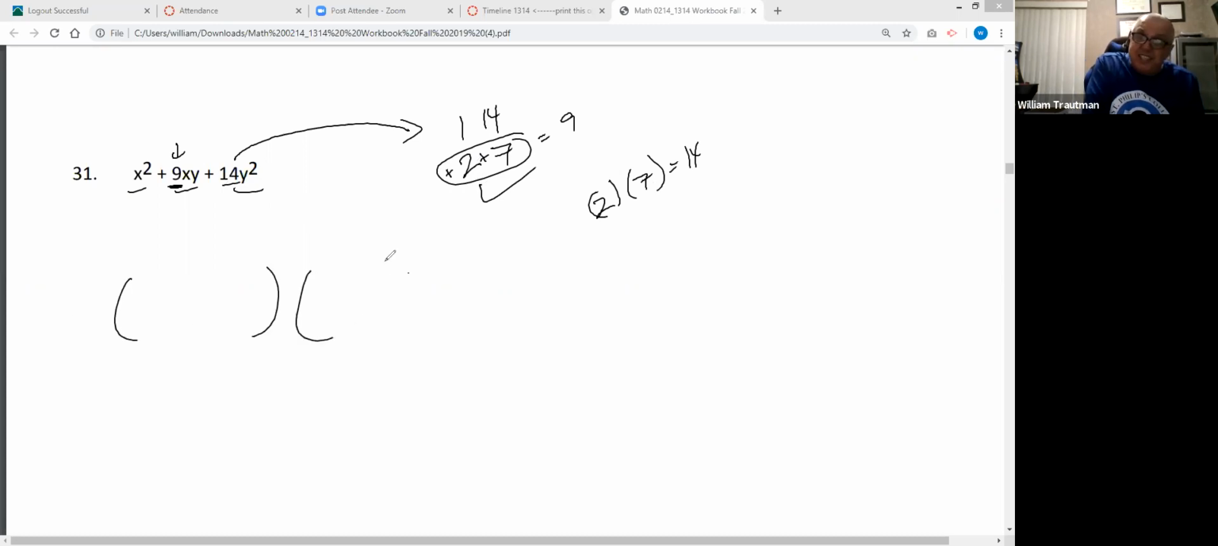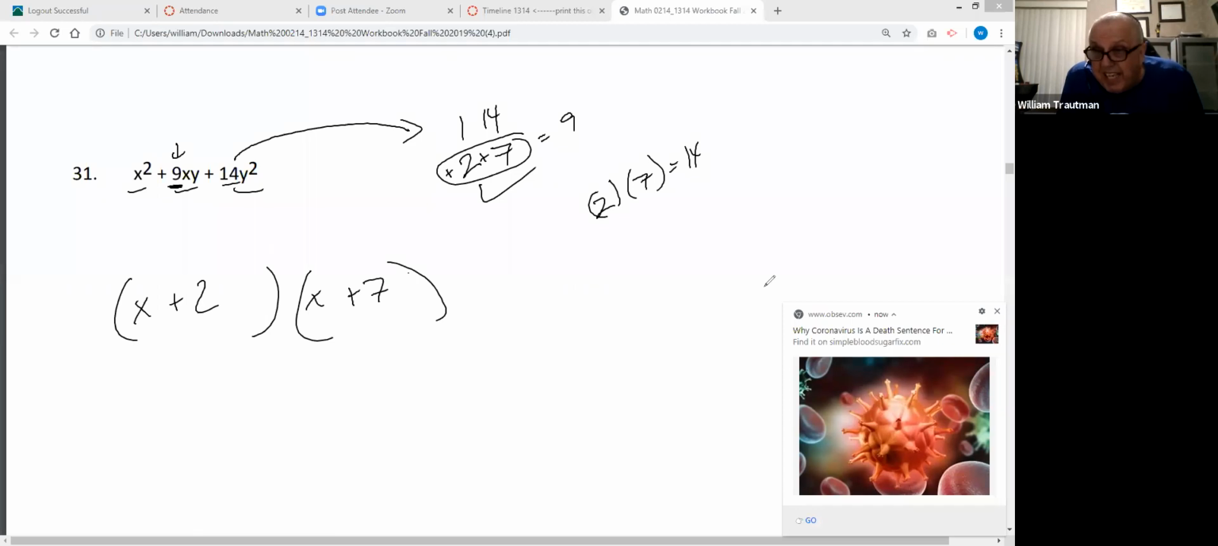But there's a twist. We have x, x, a +2, and a +7. However, we had an x and an x, but there's also a y squared at the end. The x squared gives us an x and an x. The y squared, you have to add a y and a y to the end. 2y times, if I distribute this, 2y times 7y equals 14y squared. So because there is a letter on the last term, you have to put that down twice.